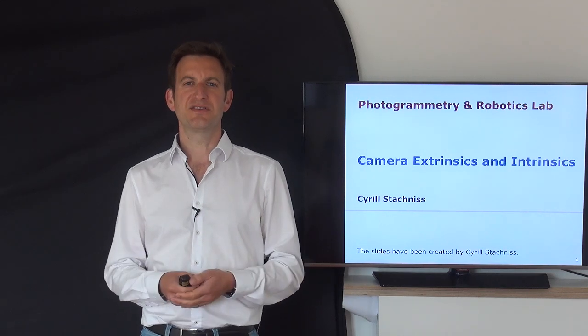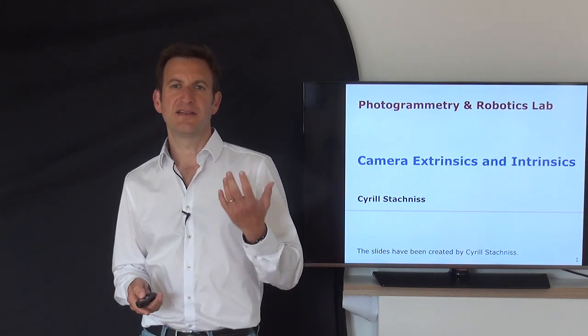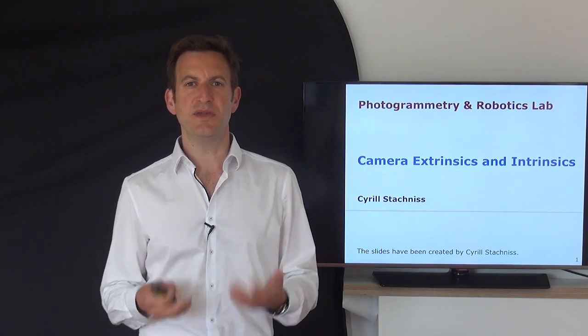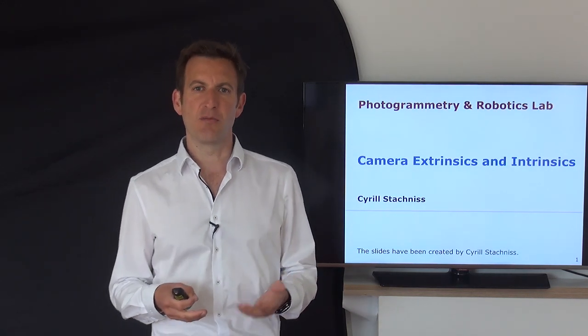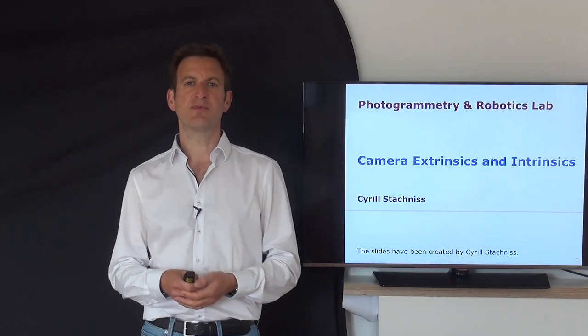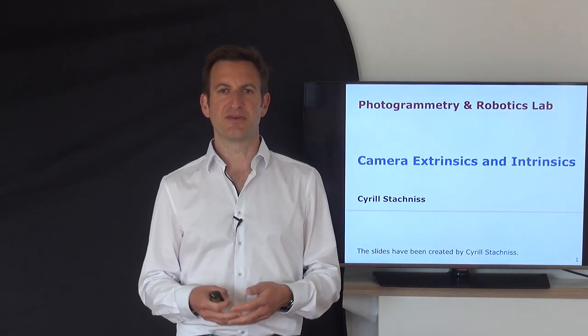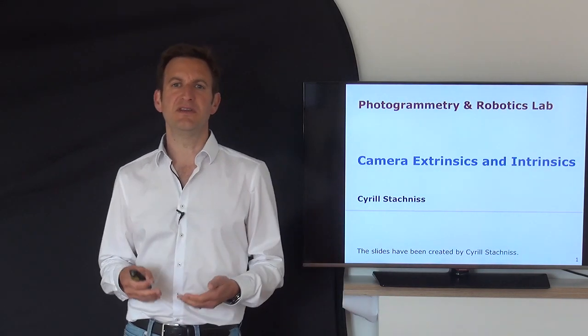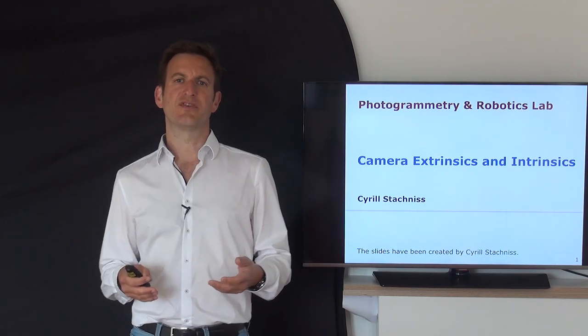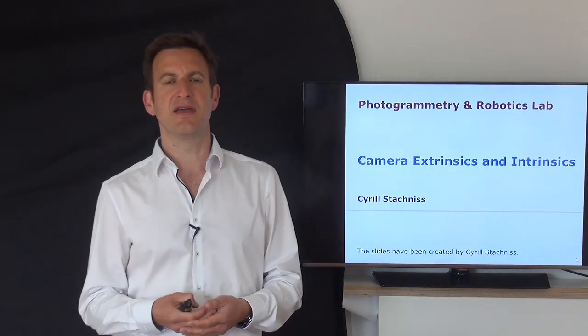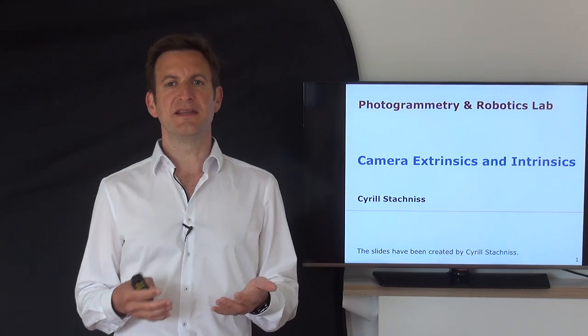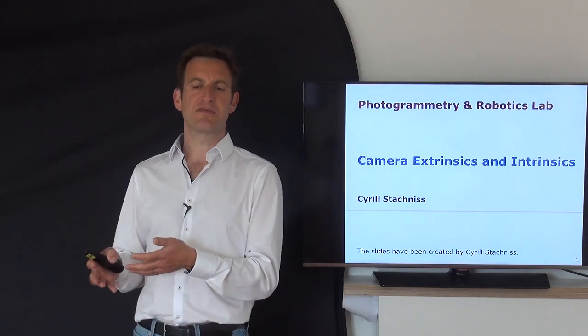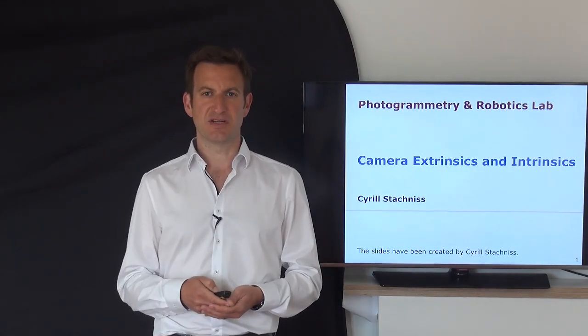Hello, I want to talk today about cameras and especially the parameters that we use to describe cameras in our models. These are the so-called intrinsic parameters and extrinsic parameters. And we want to dive a bit into the details on what those parameters are, which physical properties they actually describe, so that we get an idea how the mapping from the 3D world into the camera actually works.